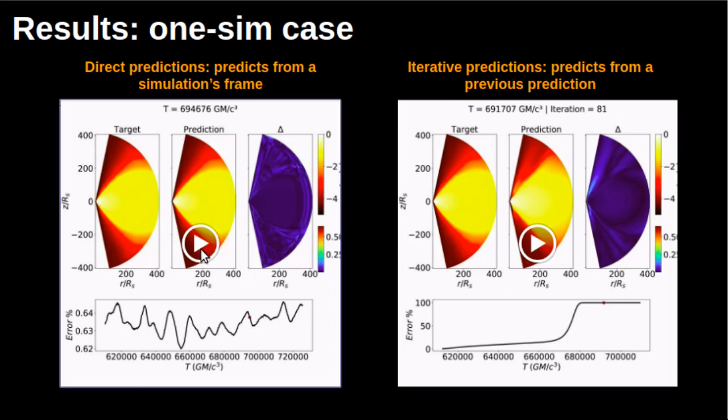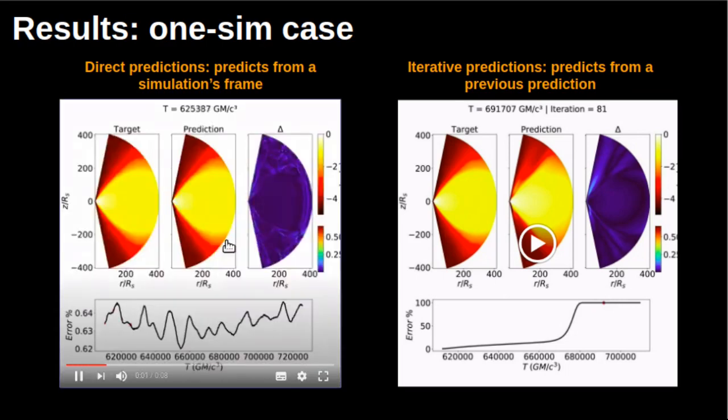This is the result of the one-simulation case. Here are the direct predictions, where we feed a simulation frame to the model and the model predicts. Then we feed another simulation frame and it predicts. We see that the error is very low, below 1%, but we see some problems in the polar region and the outer boundaries due to the data's resolution. This is detailed in the paper. But in general, the solution of the model is really good. It's almost the same between the target and the prediction.